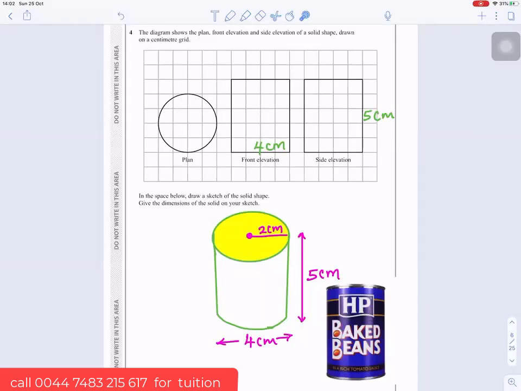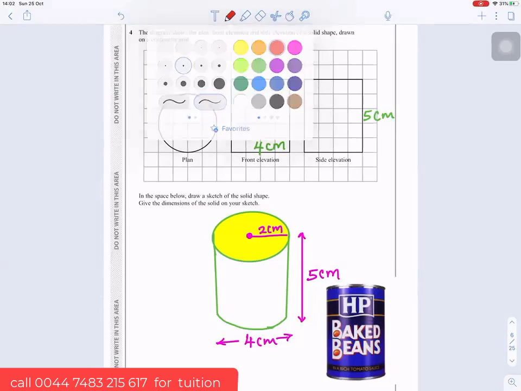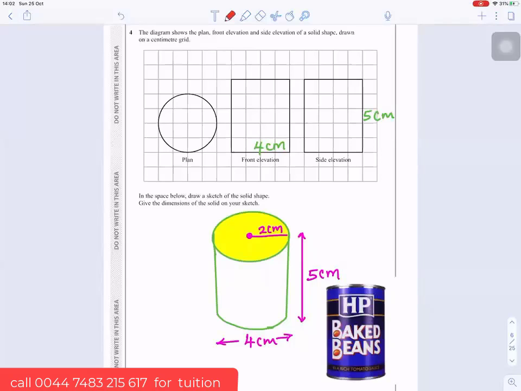Question number 4. The diagram shows the plan, front elevation, side elevation of a solid shape drawn on a centimeter grid. In the space below, draw a sketch of the solid shape. Give the dimension of the solid on your sketch. So the solid, if you look from the top, a bird's eye view, you see a plan, and the diameter is 4 centimeters.